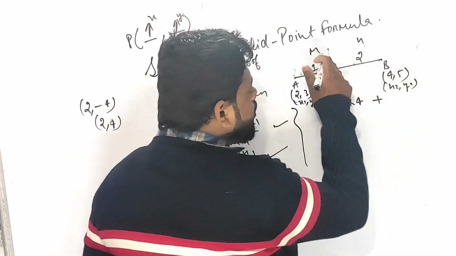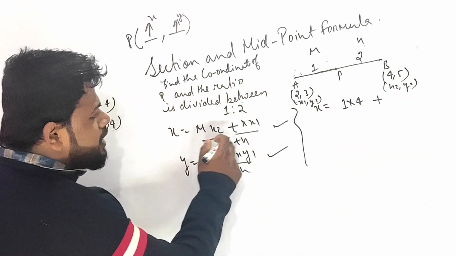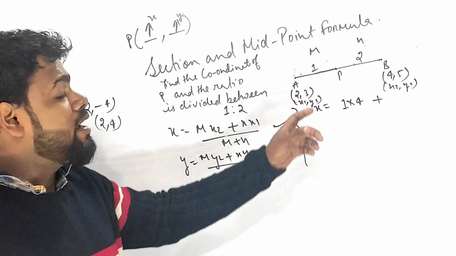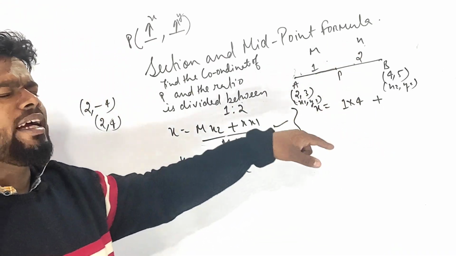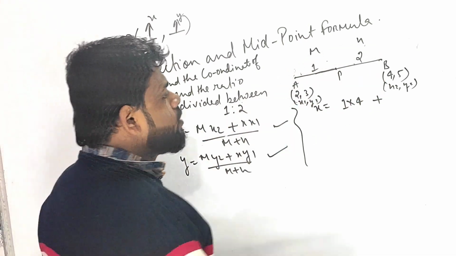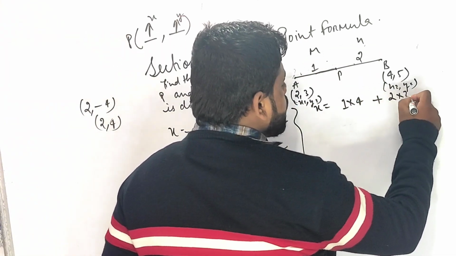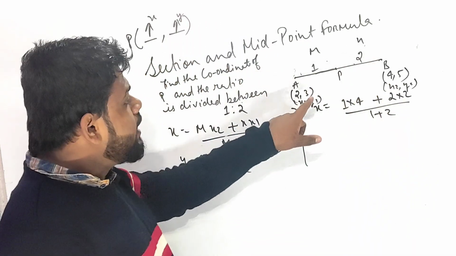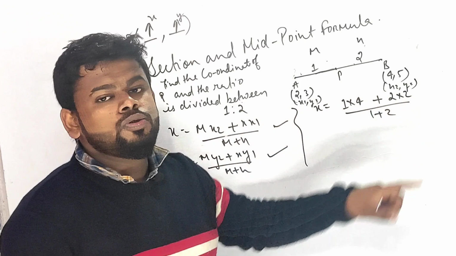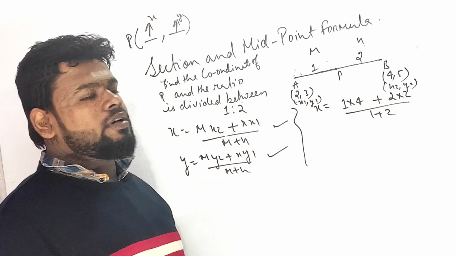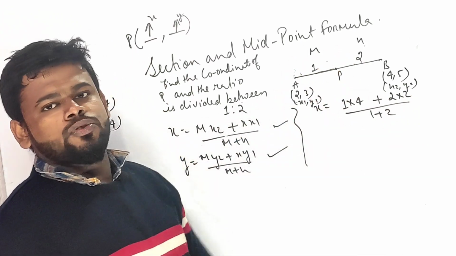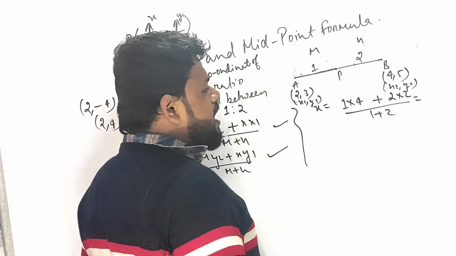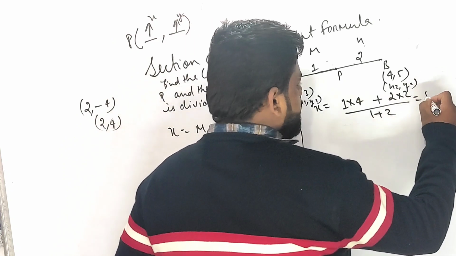So what shall I do now? m into x2, so 1 into 4 plus n into x1, 2 into 2, 4. 2 into 2 means n into x1, and here is m plus n, 1 plus 2. m is 1, n is 2, 1 plus 2. Did you understand? Next, the answer will be 4 plus 4 by 3, the answer will be 8/3.